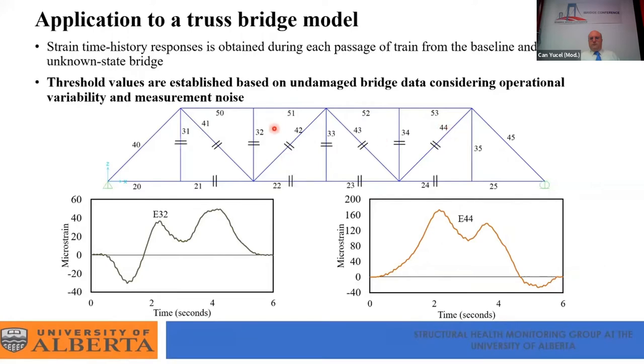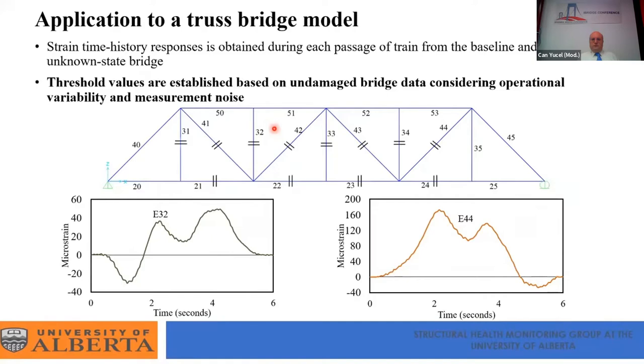Now, once we have data, a very important step is to calculate the threshold damage indicator. This threshold damage indicator corresponds to a damage indicator which is not due to damage, but due to change in operational response and the effect of measurement noise. In other words, it takes into account the effect of operational variability and measurement noise, and therefore any value exceeding that threshold value is due to structural change.